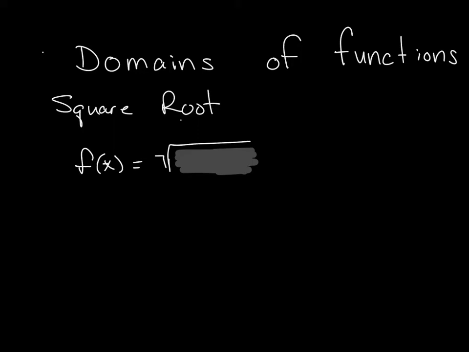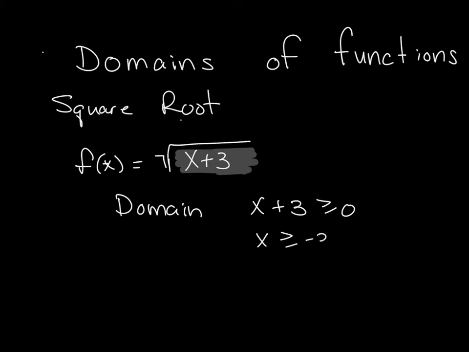So if you have the square root of x plus 3, the domain of this function is x plus 3 must be greater than or equal to 0. And this is always going to be the case. Whatever is underneath the square root, set it greater than or equal to 0, and this will be your domain of the function. So in this case, we get that x must be greater than or equal to -3.